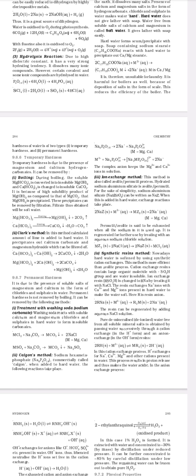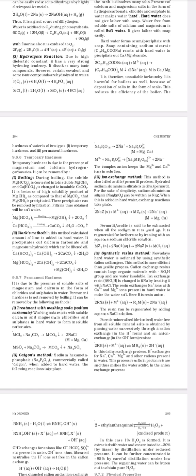Temporary hardness. Temporary hardness is due to the presence of magnesium and calcium hydrogen carbonates. It can be removed by, first, boiling. During boiling, the soluble magnesium hydrogen carbonate is converted into magnesium hydroxide and calcium hydrogen carbonate is changed to insoluble calcium carbonate. It is because of the low solubility product of magnesium hydroxide as compared to that of magnesium carbonate that magnesium hydroxide is precipitated.